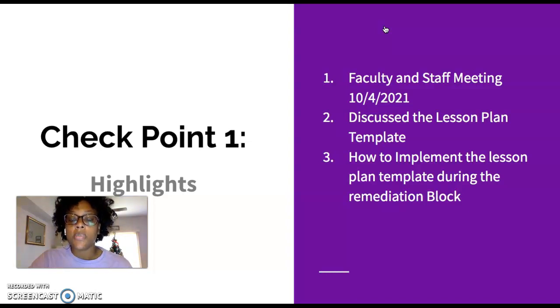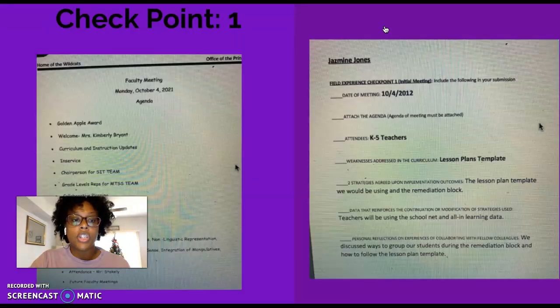So during this particular staff meeting, we discussed the lesson plan template and how the remediation block should look per grade level. We just hit it. We didn't fully discuss what the remediation block would look like. This particular meeting was more so about the lesson plan template. And on my next slide, you can see just a little bit of the agenda.